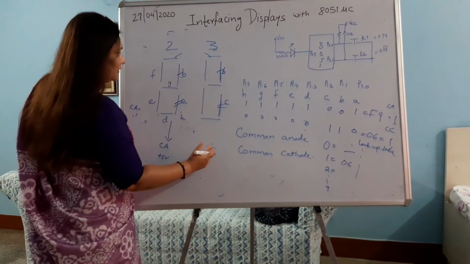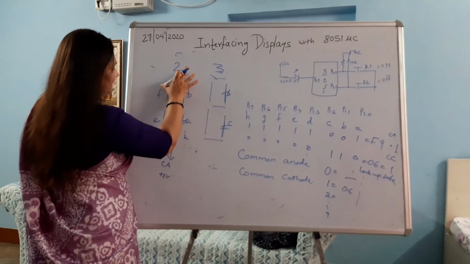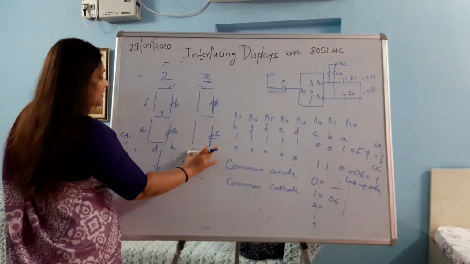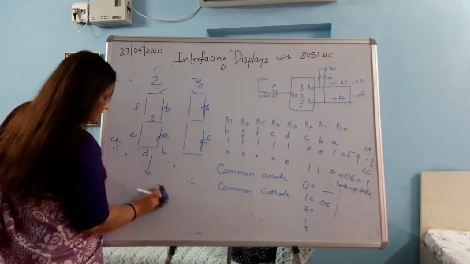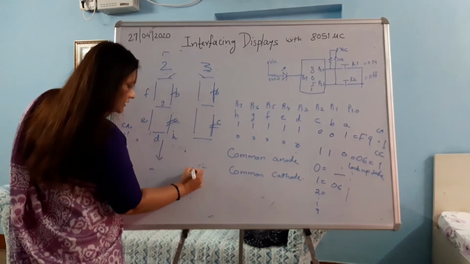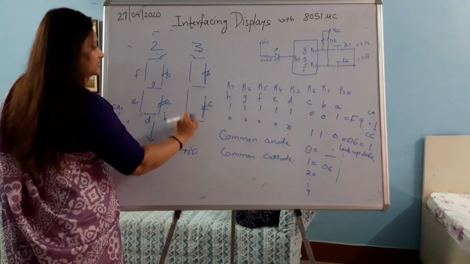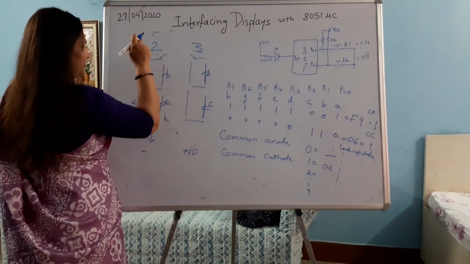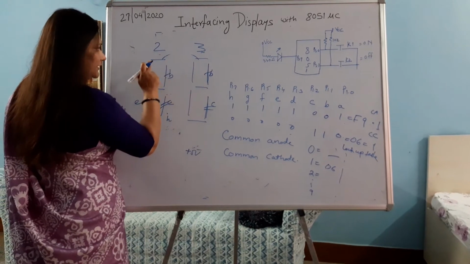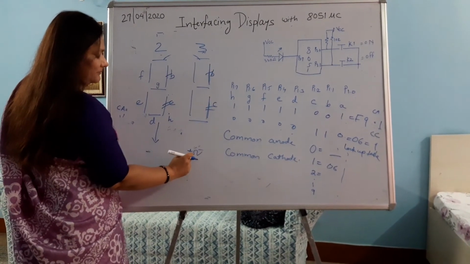Now next time what will you do? You will put 3 on both the displays. So the pattern of 3 will be available on this, and the pattern of 3 will be available on this. But this time you will not supply plus 5 volt here, you will supply plus 5 volt here. Why? Because you want 3 to glow on this particular display. So even if the pattern is available on this display, it will not glow because it is not getting common anode. Here it will glow because it is getting common anode supply plus 5 volt.